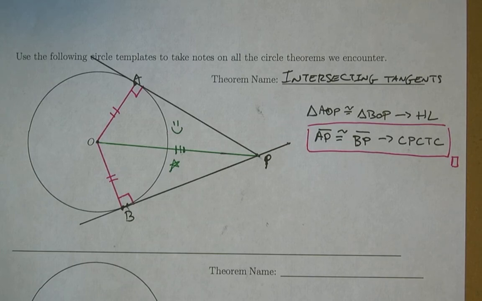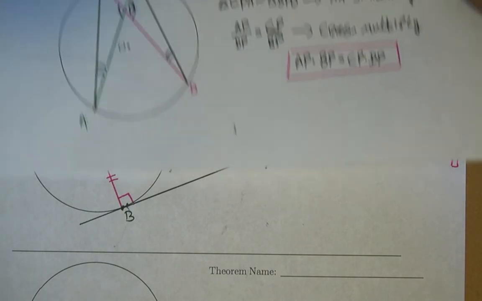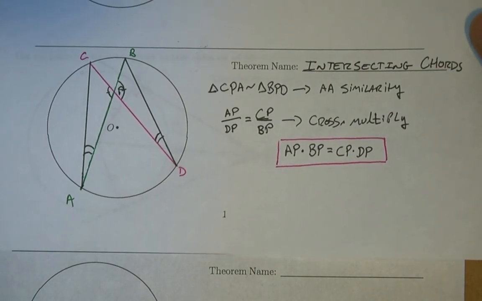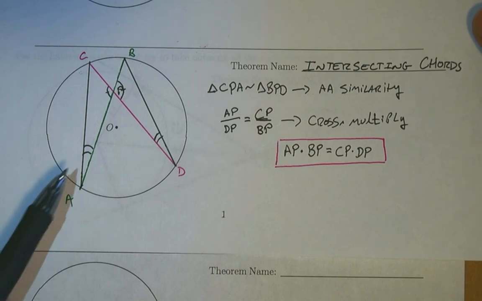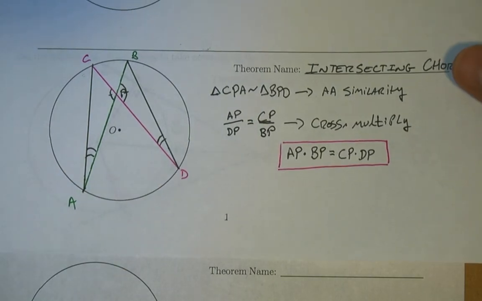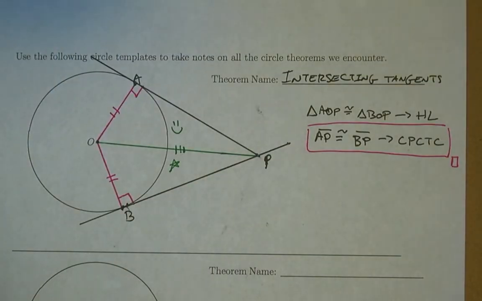All right, next time we're going to talk about exactly why our theorem here for intersecting chords worked, why these two angles A and D were congruent to one another, and we are going to talk about angles in circles.